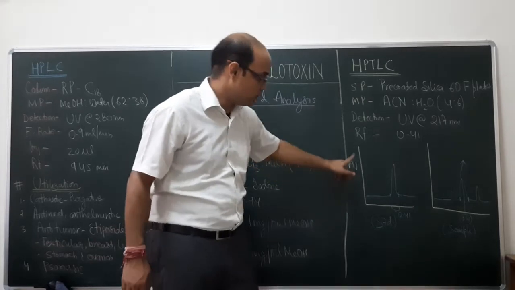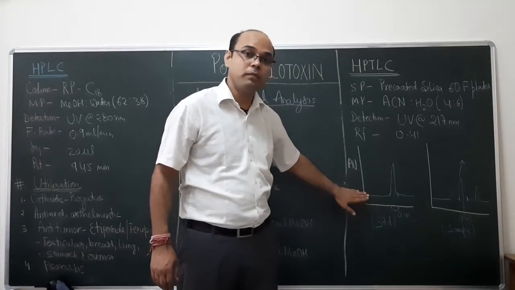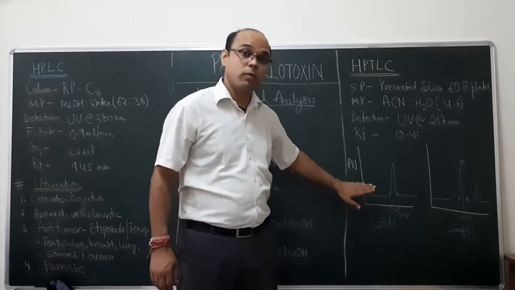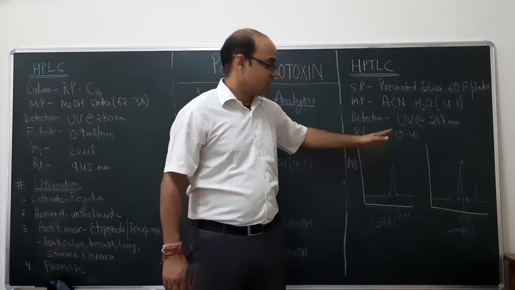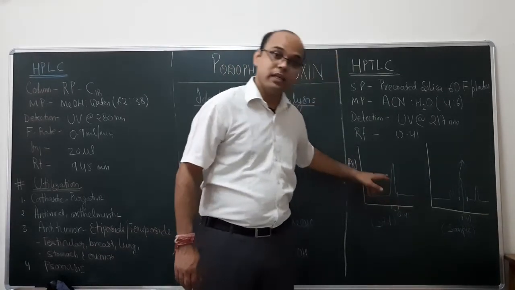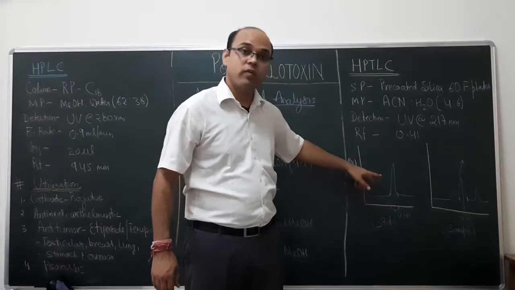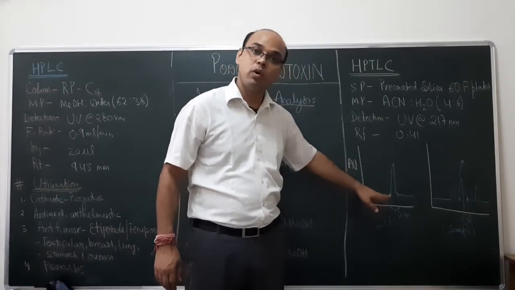As you can see from this chromatogram, this is the standard chromatogram of standard podophyllotoxin. You have a straight line and then you have a significant curve. This curve or peak is of standard podophyllotoxin at an Rf value of 0.41.